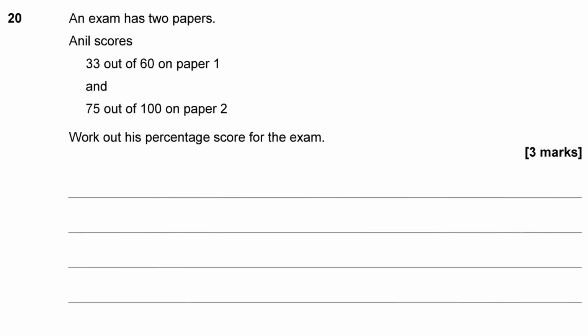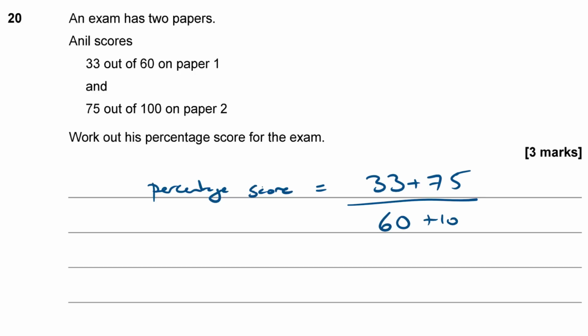Question 20, an exam paper has 2 papers. Anil scores 33 out of 60 on paper 1 and 75 out of 100 on paper 2. Work out his percentage score for the exam. Okay, so his overall percentage is going to be his overall score, which is the 2 marks added together, his 33 and the 75, divided by the total marks available for the 2 papers, which was 60 and 100, and then turn that into percentage.